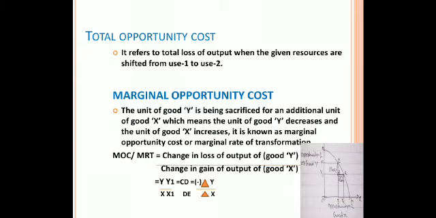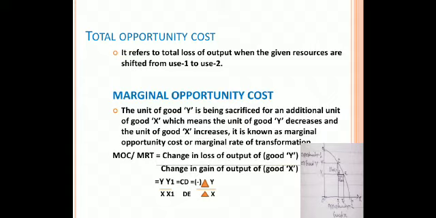Students, marginal opportunity cost: the units of good Y being sacrificed for an additional unit of good X, which means the units of good Y decrease and the units of good X increase. It is known as marginal opportunity cost. Marginal opportunity cost is also known as marginal rate of transformation. In short, we write marginal opportunity cost as MOC and marginal rate of transformation as MRT.